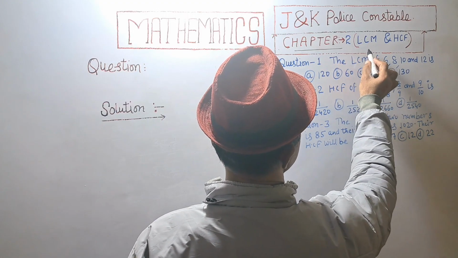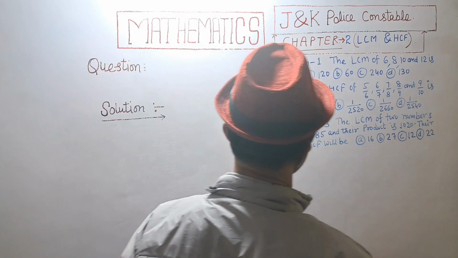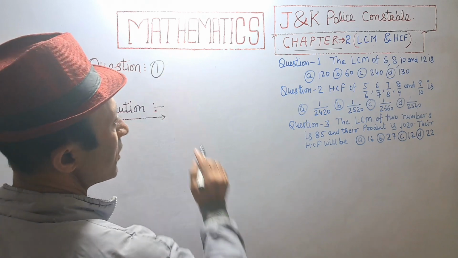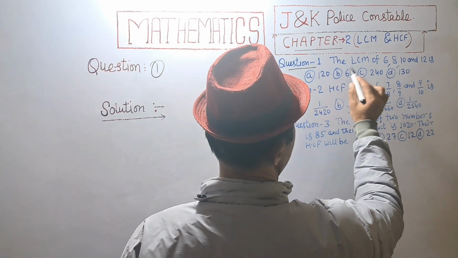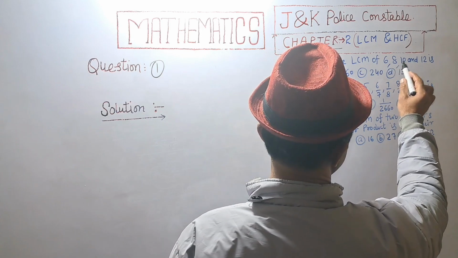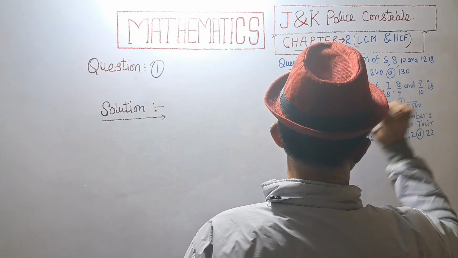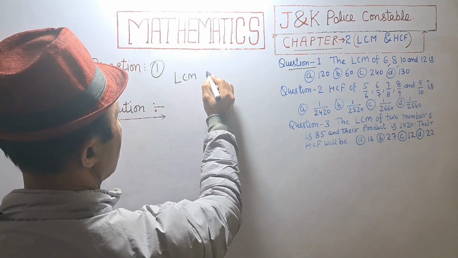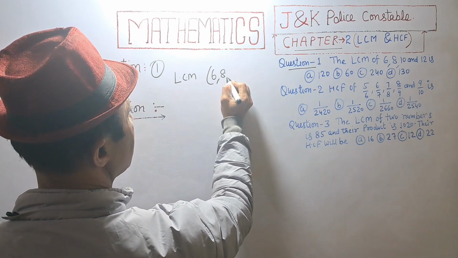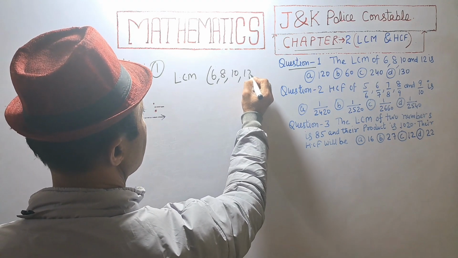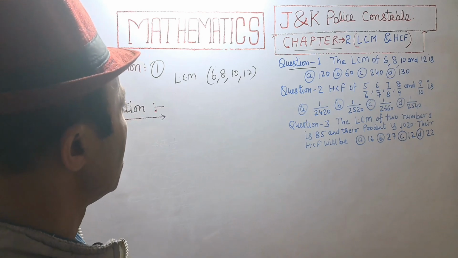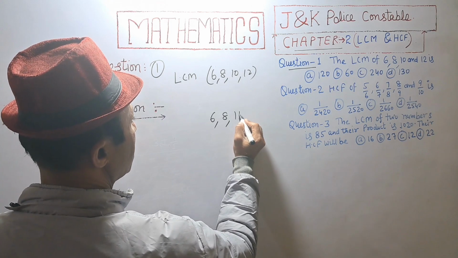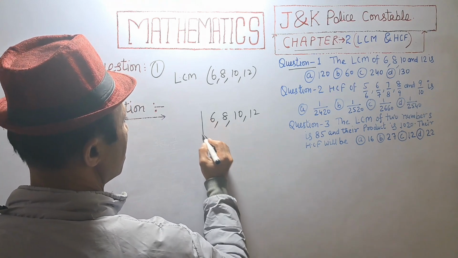Chapter 2, LCM and HCF. Question number first. The LCM of 6, 8, 10 and 12 is.